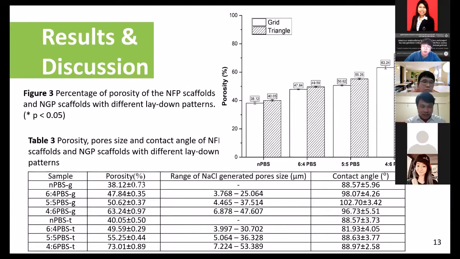It could be because, theoretically, as we fix the infill at 80% in the FDM technique, the triangle raster pattern consumes more filament to fabricate the scaffold than the grid. For this reason, the triangle has a greater porosity.